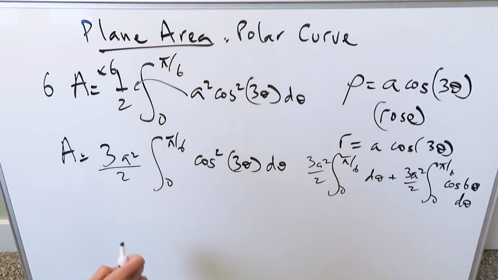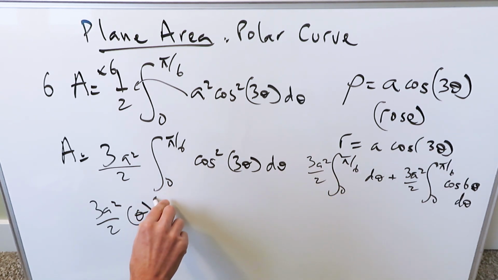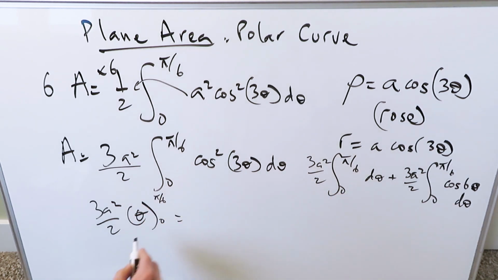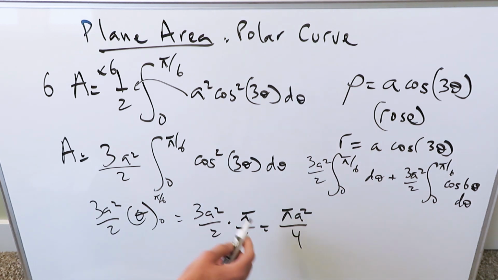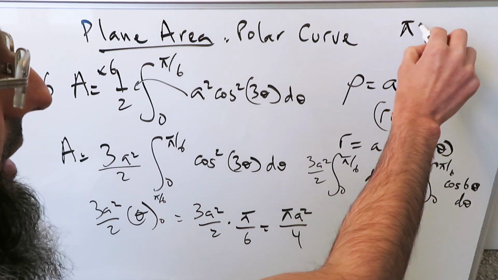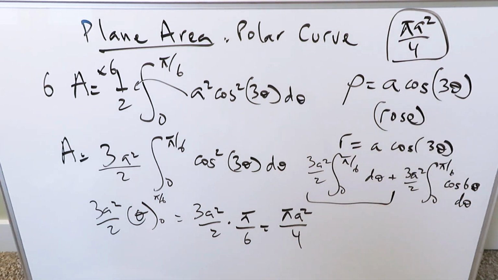The antiderivative is theta. I have here 3a squared over 2 theta as my antiderivative, with pi over 6 and 0. Upper limit, lower limit, difference of the two. 0 is meaningless. You will have 3a squared over 2 times pi over 6. When you compute this, you'll have pi a squared over 4, since 3 divided by 12 is 1 over 4. So pi a squared over 4 comes from the first part of the integral.